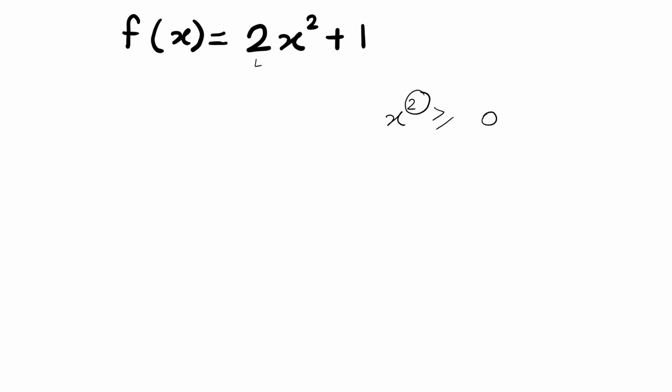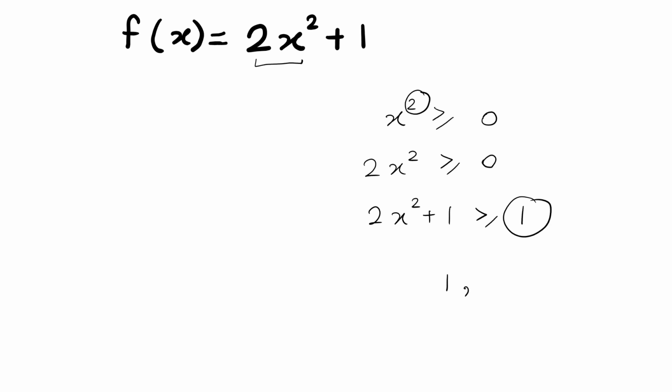Now in the question, it's 2x square, so we multiply both sides with 2. 2 into 0 is 0. The function is 2x square plus 1. Add positive 1 to both sides of this inequality. It means that our range should be greater than or equal to 1.